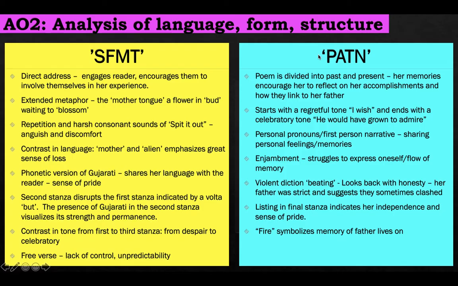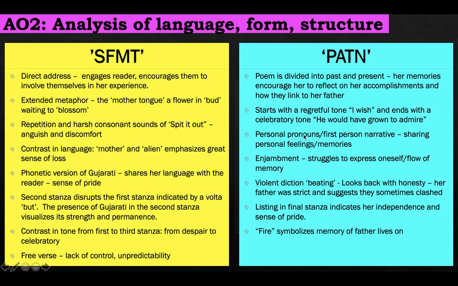Okay, Poem at 39. The poem is divided into past and present. Her memories encourage her to reflect on her accomplishments and how they link to her father. It starts with a regretful tone, "I wish", but ends with a much more celebratory tone, "he would have grown to admire". So remember, you don't have to always pick out individual words. Just looking at the shift in tone from the beginning of a poem to the end, you're getting a tick there, not just for tone, but also for structure as well, because you're really thinking about how the poem develops.